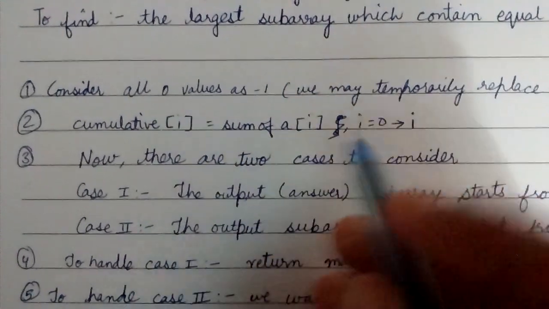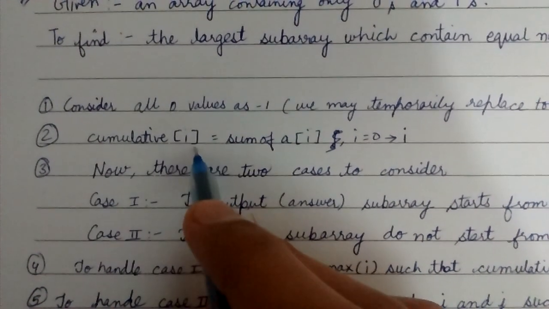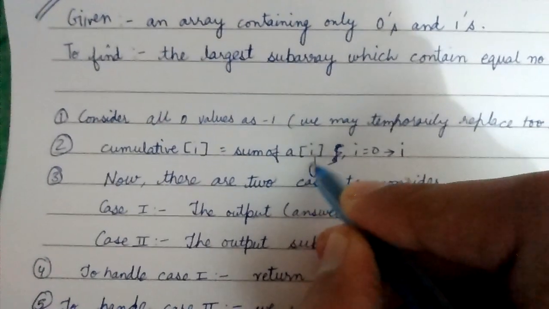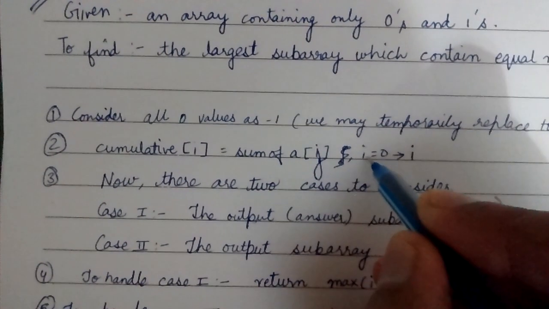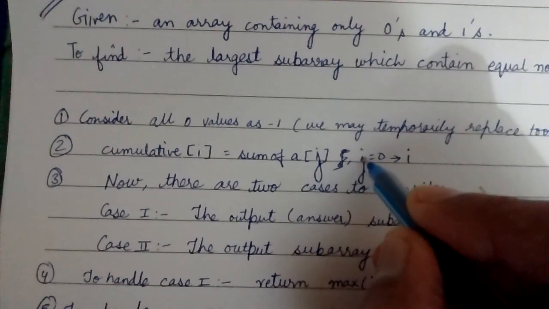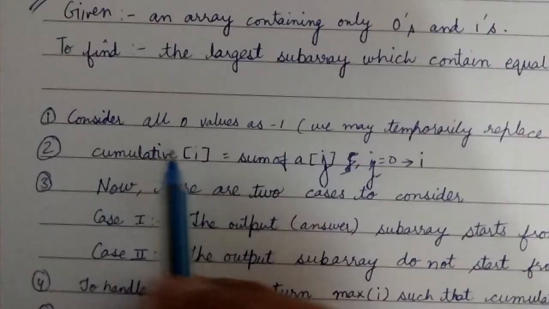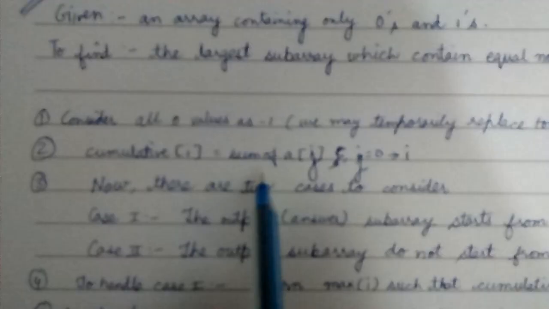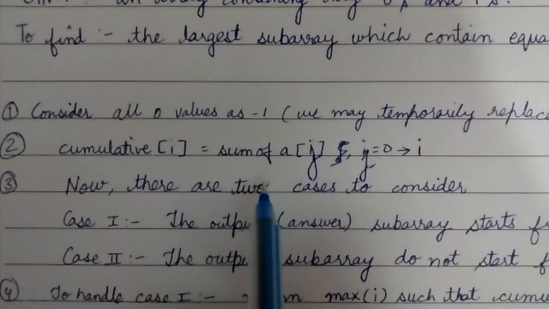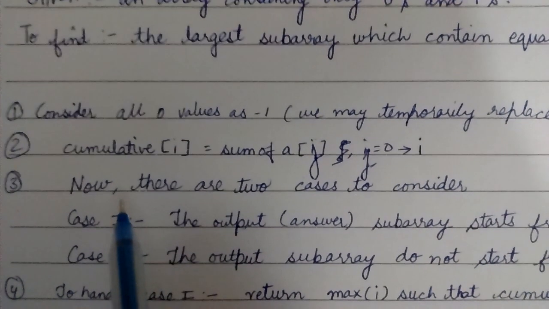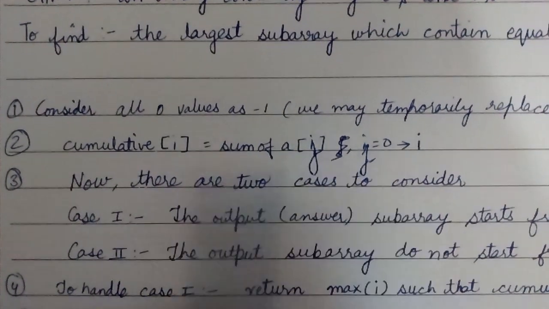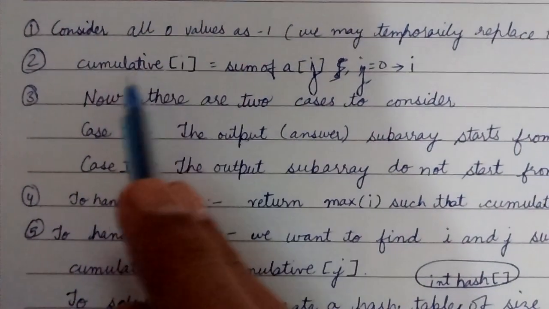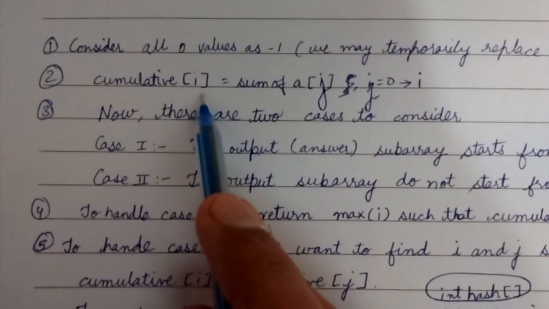What is the second step? We want to calculate cumulative[i]. So what is cumulative[i]? It is the sum of a[j] from j equal to 0 to i. So the sum of all elements from 0 till i is cumulative[i]. We compute this array, and the computation of this array will take only O(n) time.